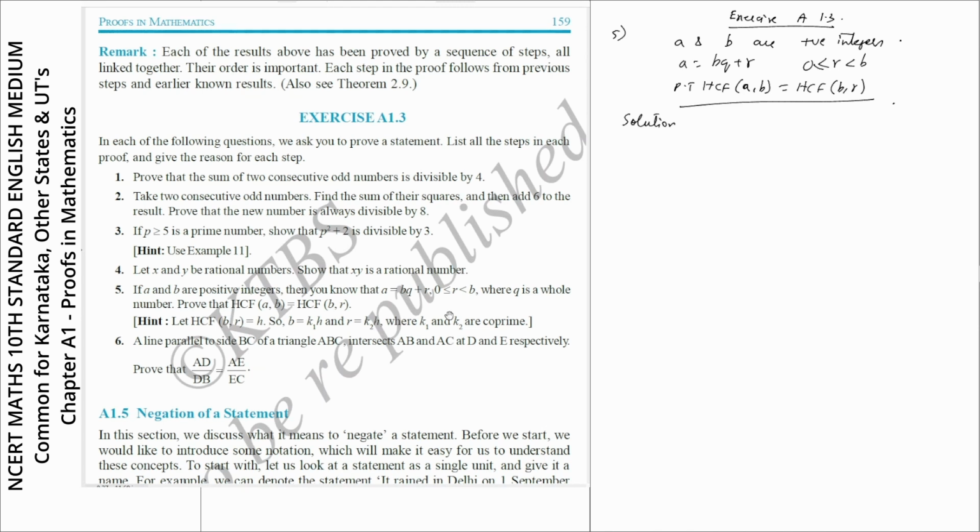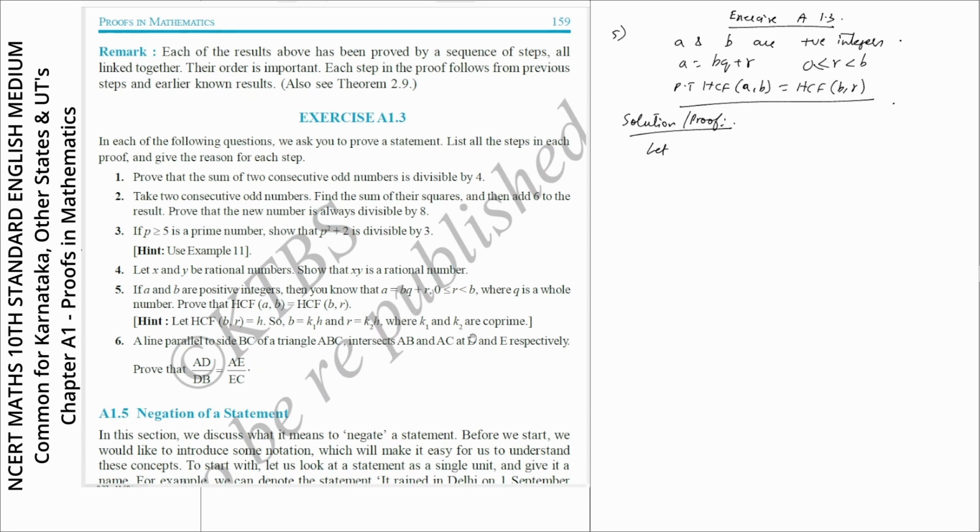So coming to solution. They have given a hint also. They are told to take HCF of b comma r to be h, so that b is equal to k1 times of h and r is equal to k2 times of h, where k1 and k2 are prime numbers or co-prime numbers. If we consider two prime numbers at a time, then they are called co-prime numbers. Okay, if it is confusing, you can just consider it to be a prime number.